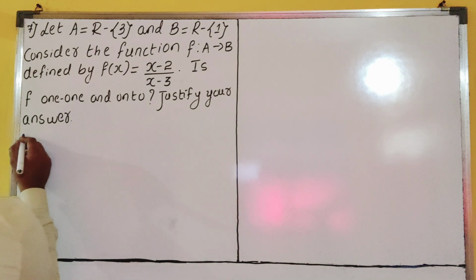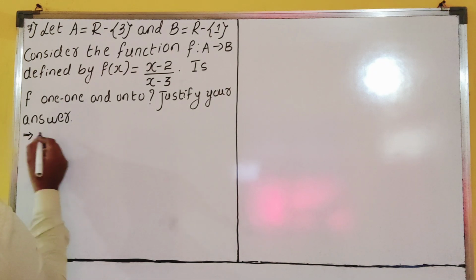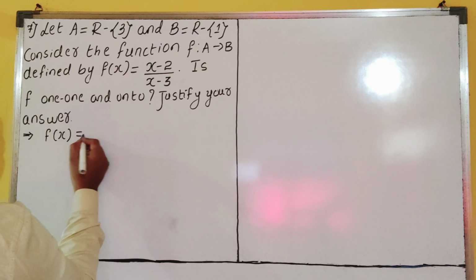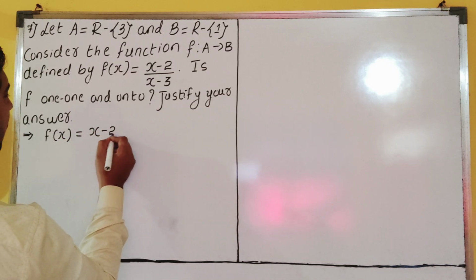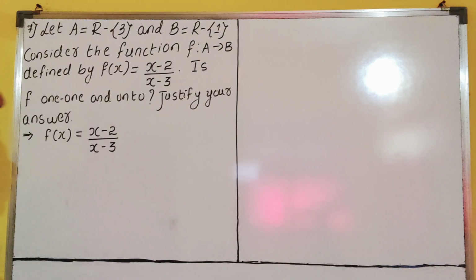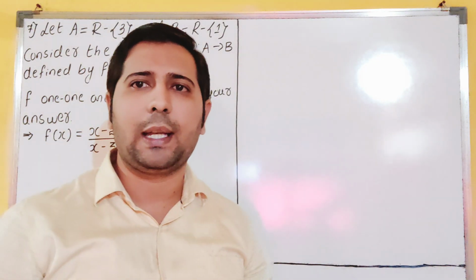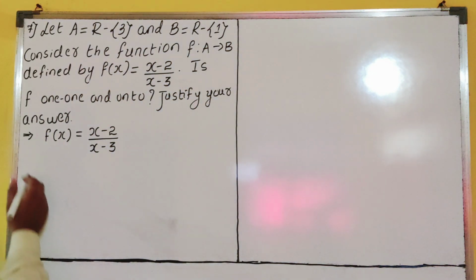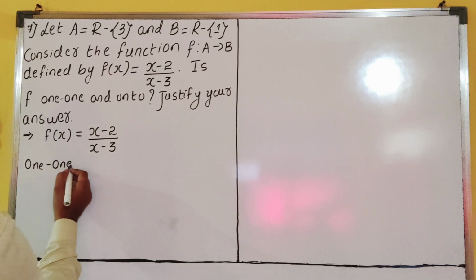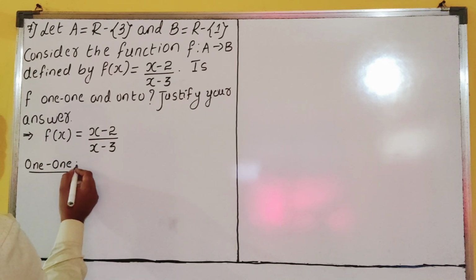Now how to begin? First you write the given function. Given f of x is x minus 2 divided by x minus 3. This is one of the important questions, dear students. Very easily you can solve this one. Now let us see one-one. Is it one-one or not? Let us check.